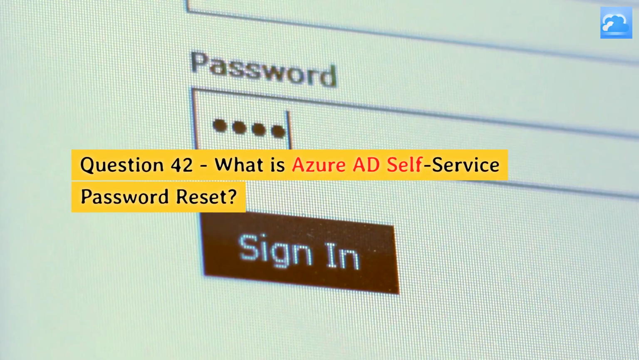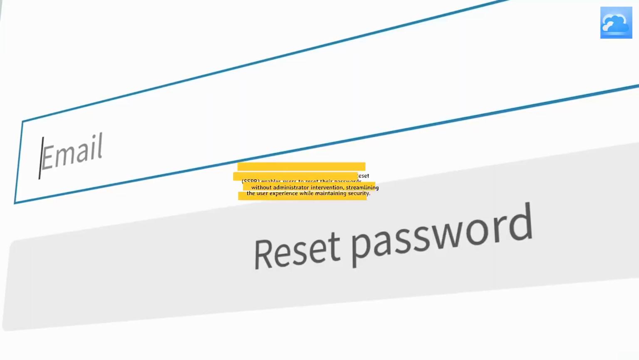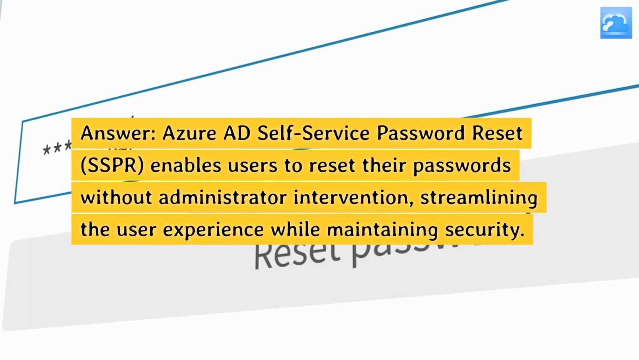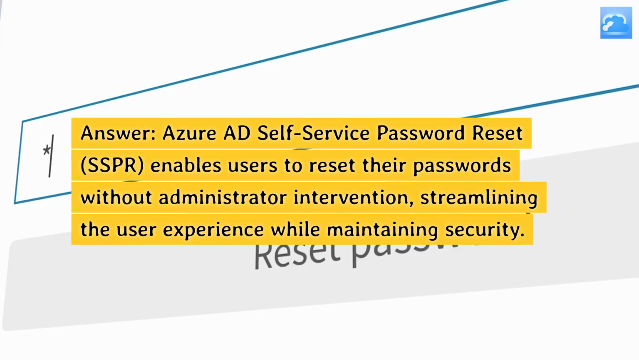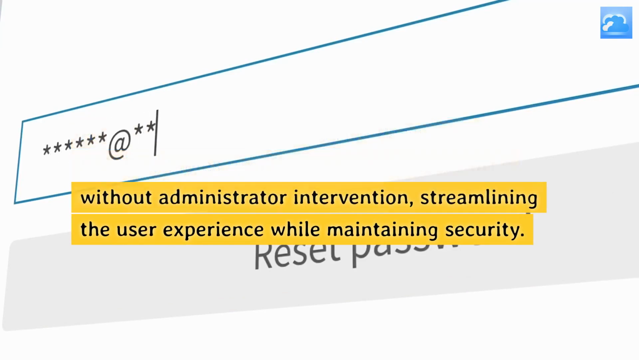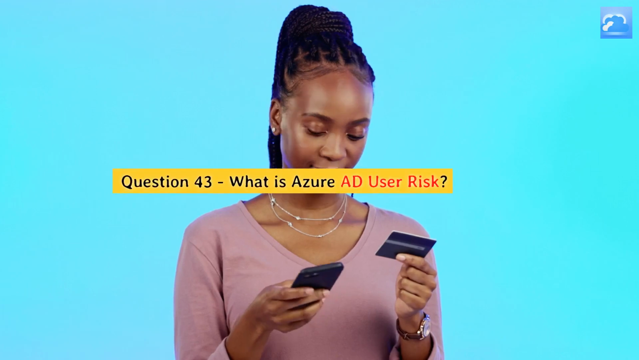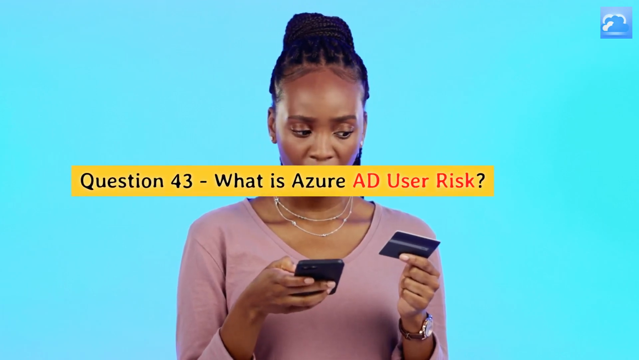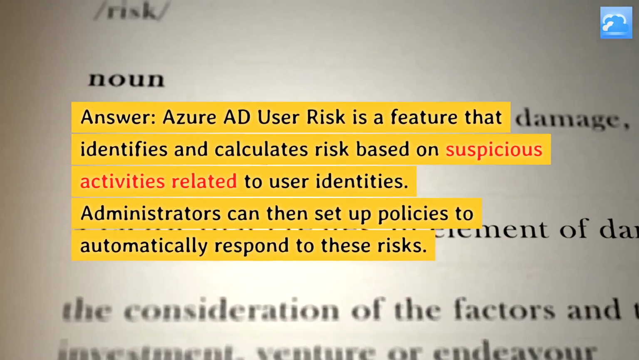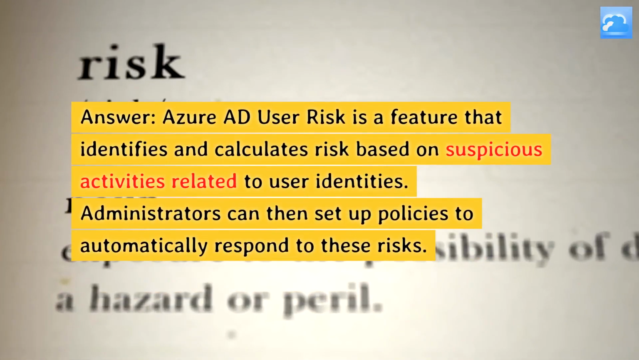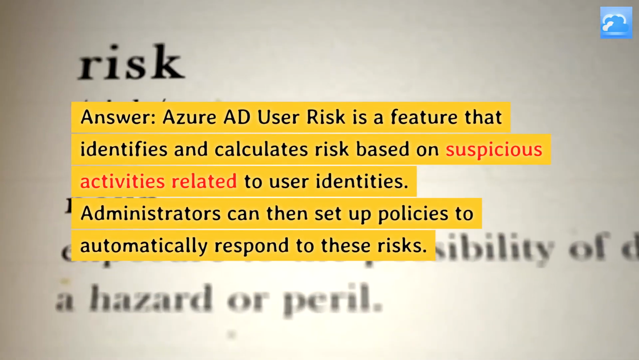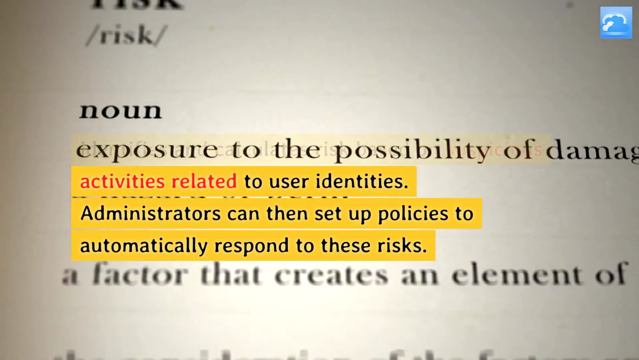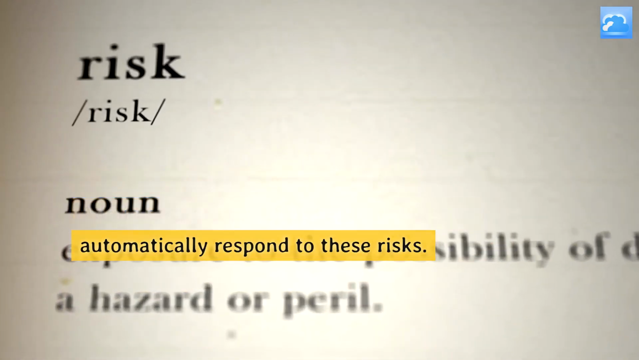Question 42. What is Azure AD Self-Service Password Reset? Answer: Azure AD Self-Service Password Reset, SSPR, enables users to reset their passwords without administrator intervention, streamlining the user experience while maintaining security. Question 43. What is Azure AD User Risk? Answer: Azure AD User Risk is a feature that identifies and calculates risk based on suspicious activities related to user identities. Administrators can then set up policies to automatically respond to these risks.